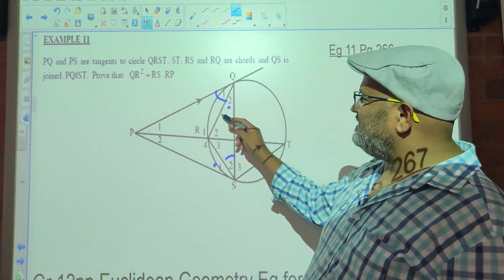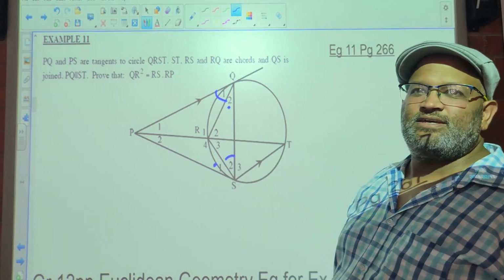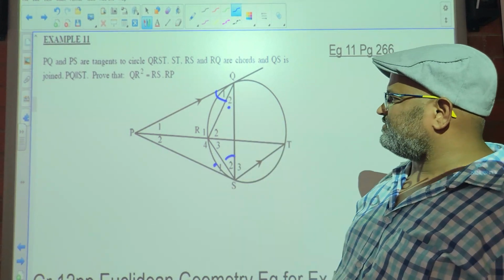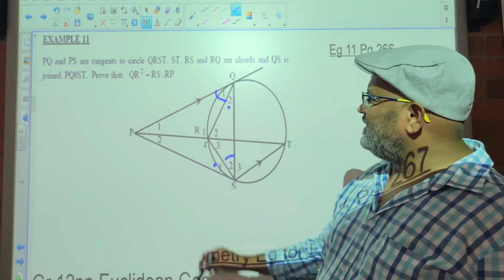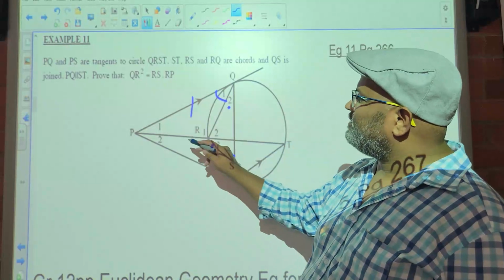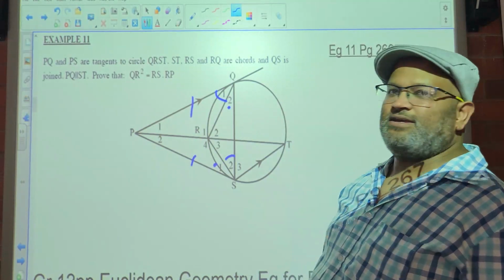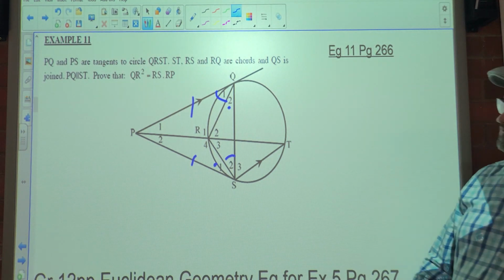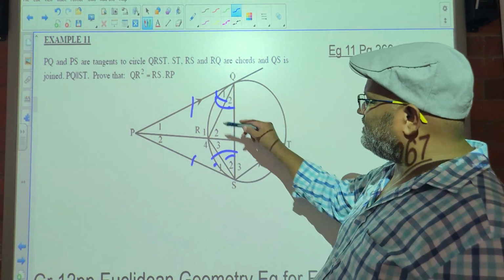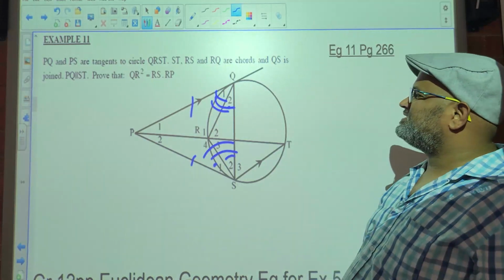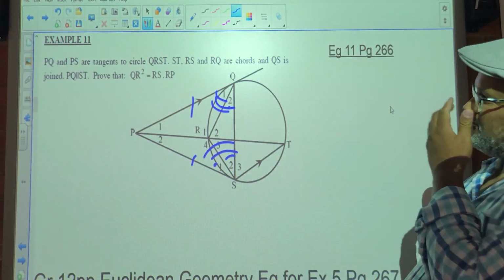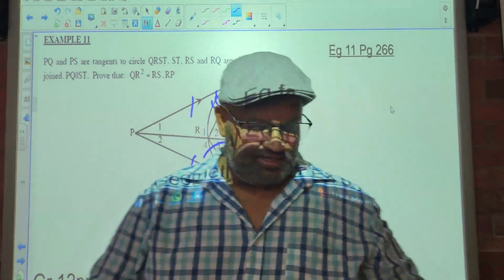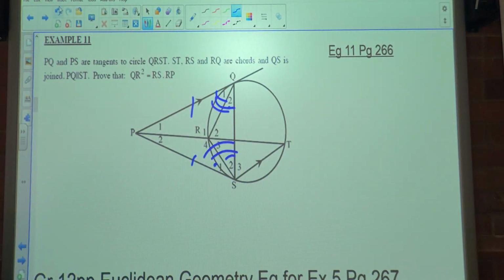What else can be concluded there? That this whole angle here is equal to the whole angle here. Why? By observation, or we can say that PQ is equal to PS, tangents from a common point. Can you see that? Which will in turn make those angles equal because of angles opposite equal sides. Okay. So with that in mind, let's carry on reading.